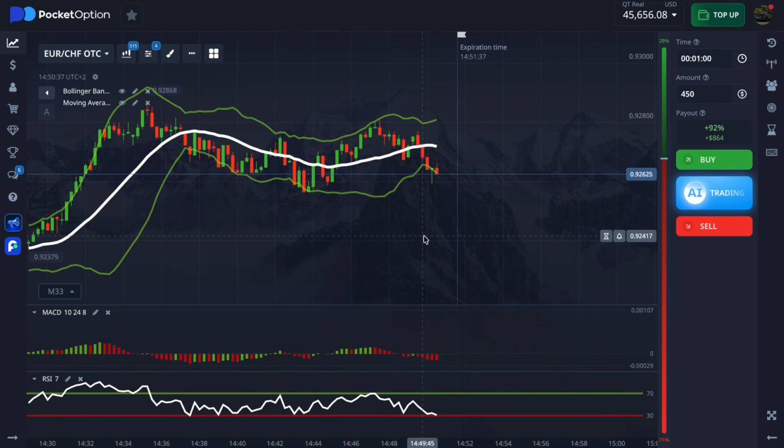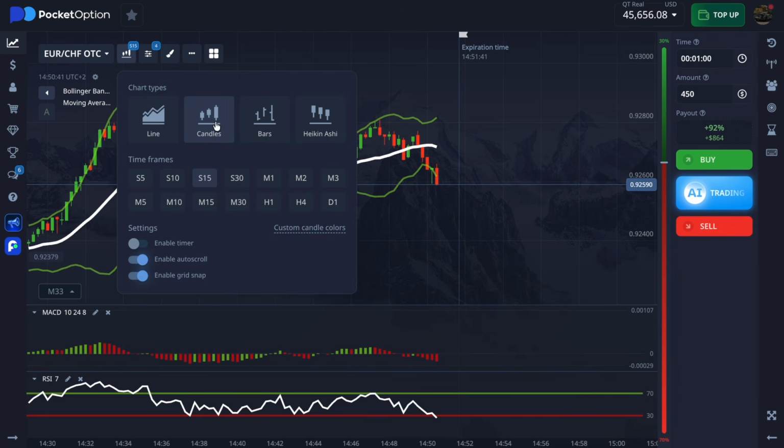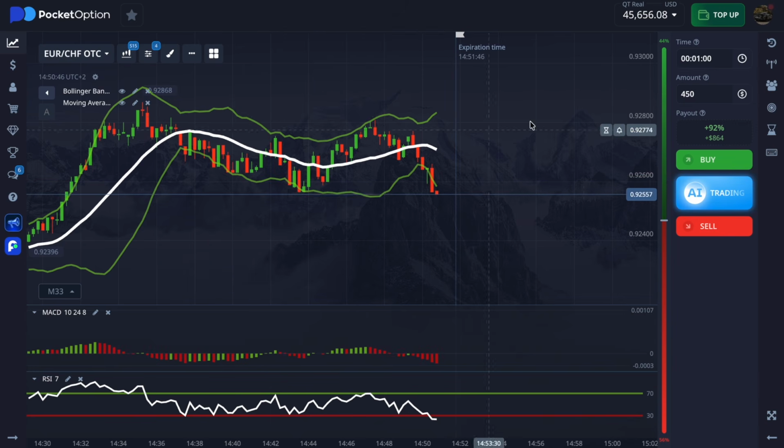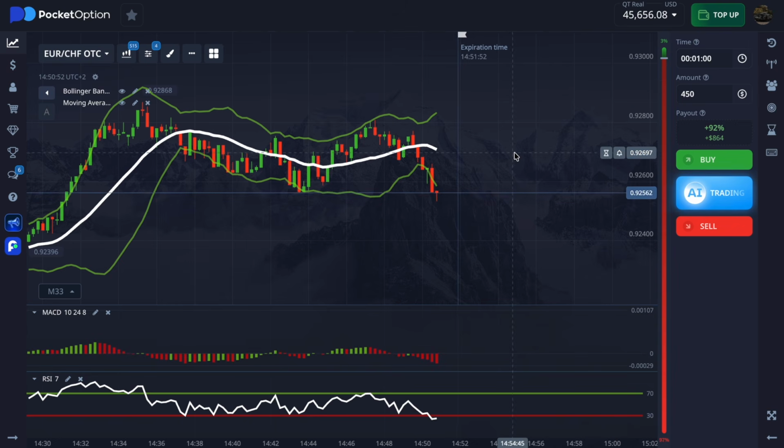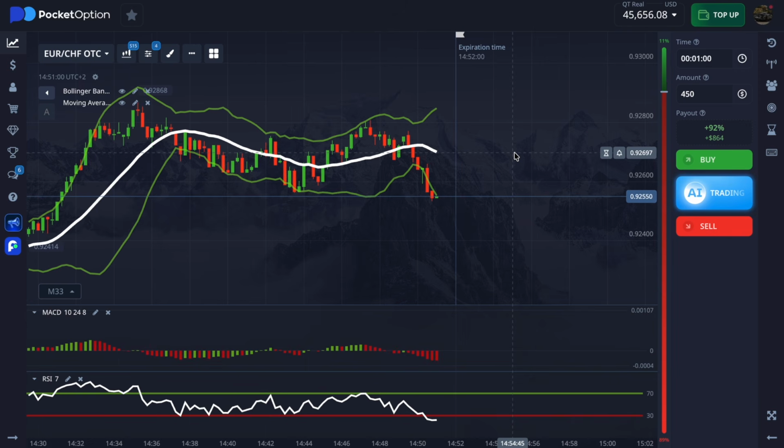Now, in order to open 1-minute trades, I set a candlestick chart type and definitely place 15-second candles here. Then I set the trade settings. I will open 1-minute trades, so here I set it to 1 minute. As usual, to open trades, I will use an amount that does not exceed 1% of my balance. In my case, I will use $450.